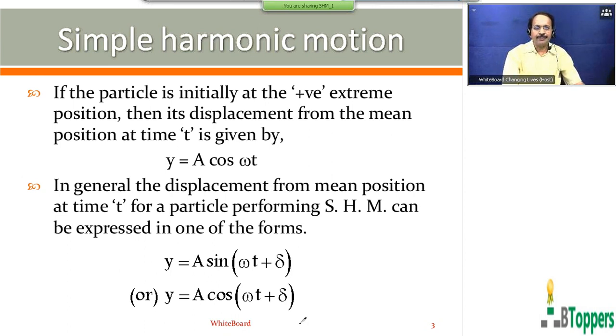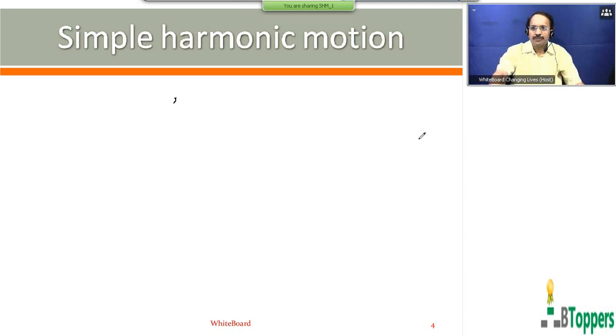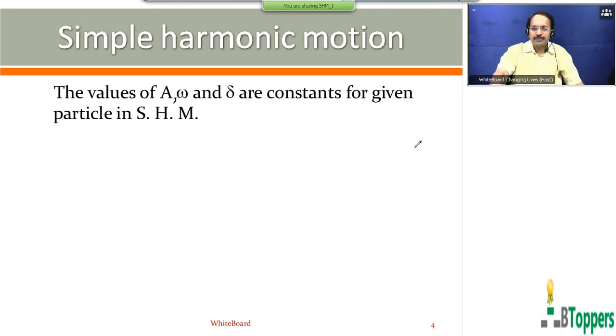I would like to show you the continuation for this. The values of capital A, omega and delta are constant for a given particle in simple harmonic motion. Finish writing up to here. Next, I would like to show the continuation for this.